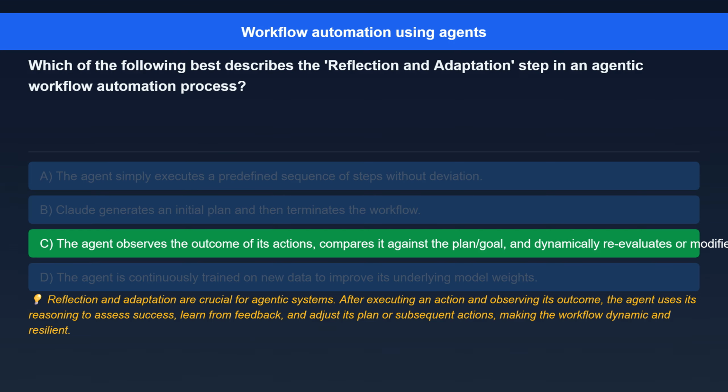The correct answer is the agent observes the outcome of its actions, compares it against the plan/goal, and dynamically reevaluates or modifies its strategy if needed. Here's the explanation. Reflection and adaptation are crucial for agentic systems. After executing an action and observing its outcome, the agent uses its reasoning to assess success, learn from feedback, and adjust its plan or subsequent actions, making the workflow dynamic and resilient.